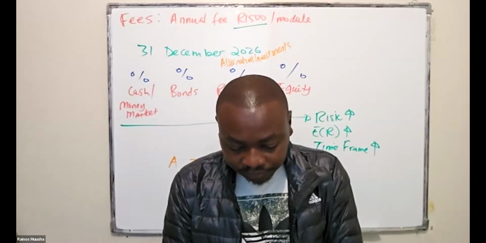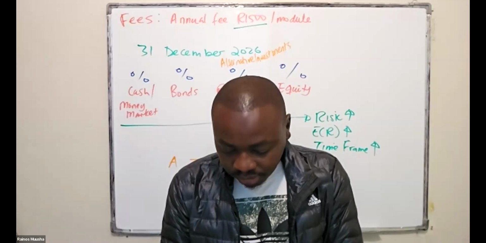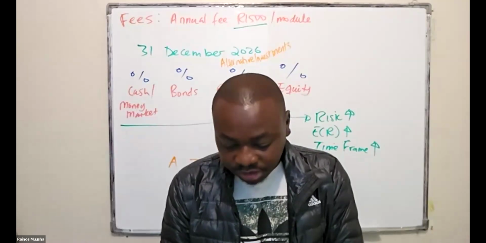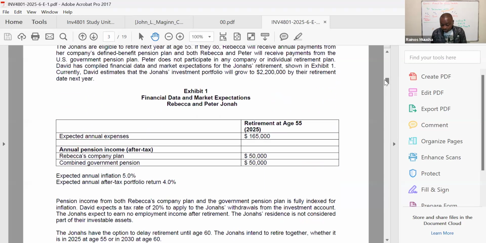If you look at the May-June 2025 paper, not necessarily that you need to know how to answer these questions, but I'm just giving you a good example so that you have a feel of exactly how they bring these questions in the exam. So you see that question number 1, it's a case study that they give you.